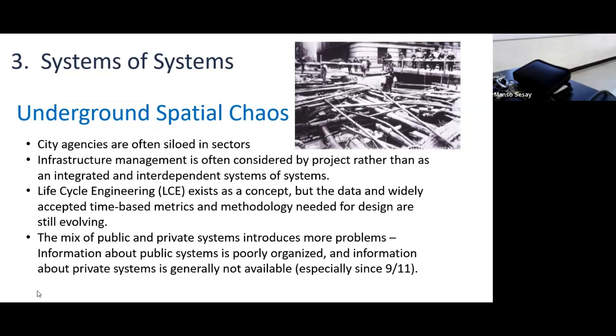We don't know where things are. We have gas pipeline explosions with great regularity in the United States, and I'm sure in other countries as well. So we have spatial chaos. We have this philosophy of life cycle engineering, but it's only a concept. There isn't really a rigid formalism as to what exactly we mean by life cycle engineering. And even more difficult in some places is we have a mix of public and private systems.